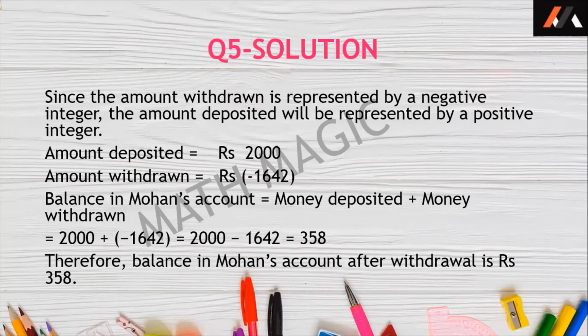That is 2,000 plus minus 1,642. That is equal to 2,000 minus 1,642. That is 358 rupees. Therefore, the amount in Mohan's bank account is 358 rupees. Let's go to the next question.